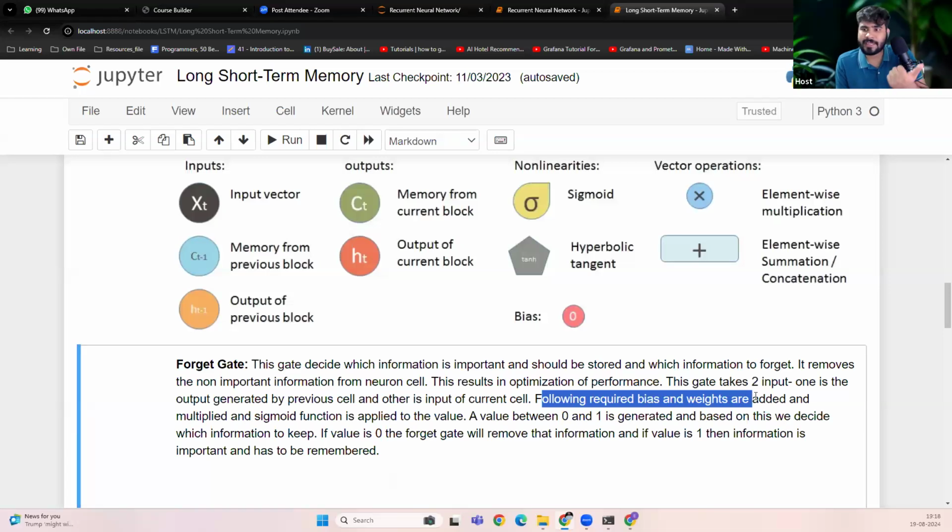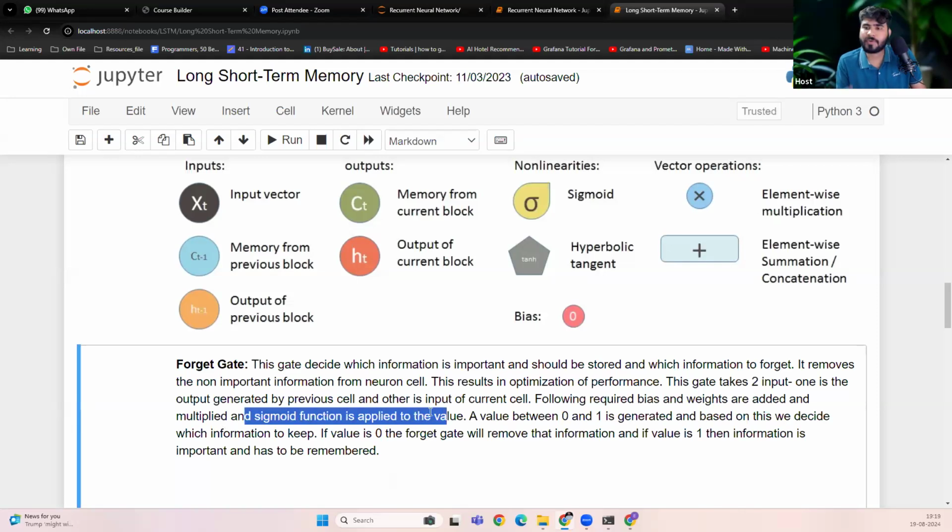So again, biases and the weights that we have everywhere, right? And they are multiplied and the sigmoid function is applied to the value. At the end we can apply some activation function, weights for the multiplication, and the biases. Whatever we have in a neural network, the same thing we have here. But the forget gate helps us to remove the unwanted or unimportant information from our sentences.